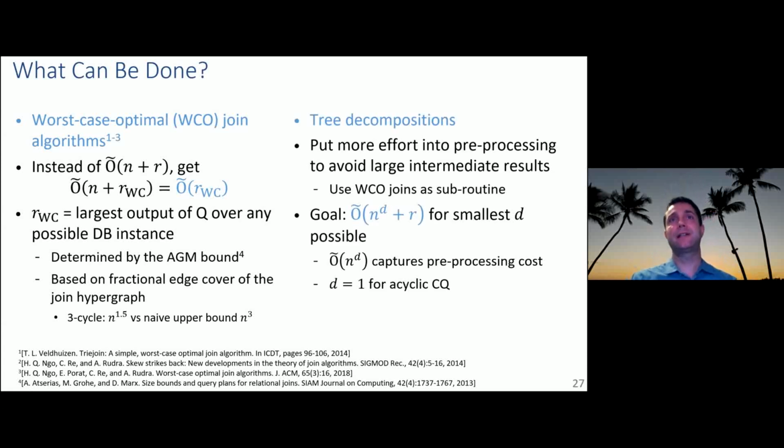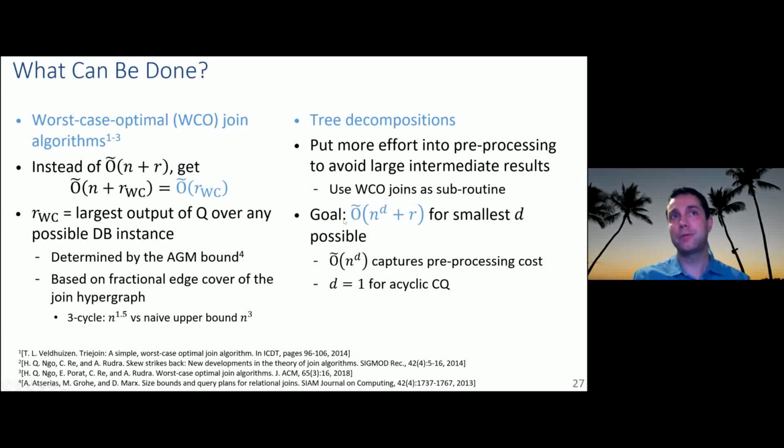Now, can we do better than that? It turns out if we use tree decompositions, we could do better than just using a worst case optimal join on the full query. And the main idea is basically here that we put a little more effort into the pre-processing step. And that little effort pays off in terms of avoiding these large intermediate results. In general, the goal is to get a running time guarantee of the type n to the power d plus r for the smallest possible d.